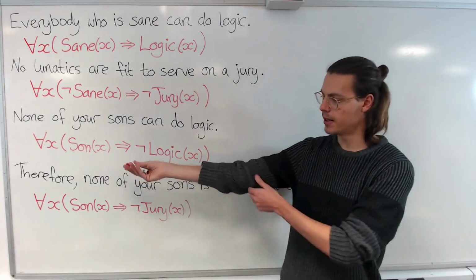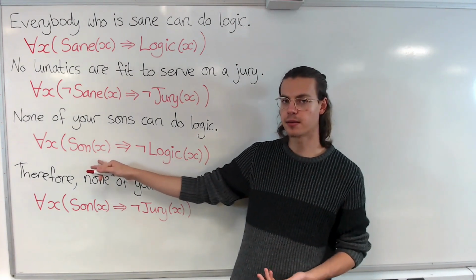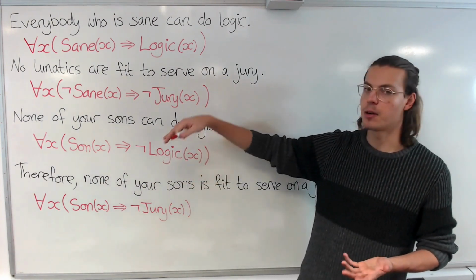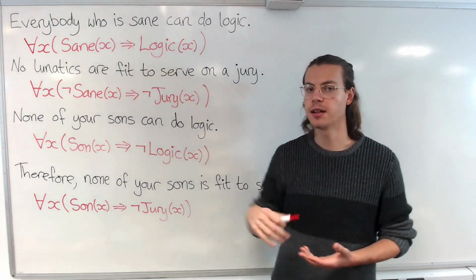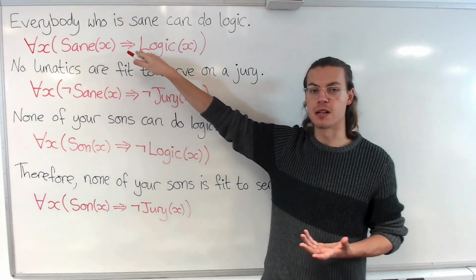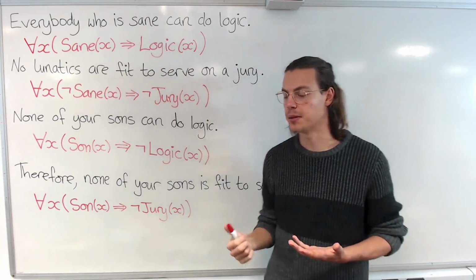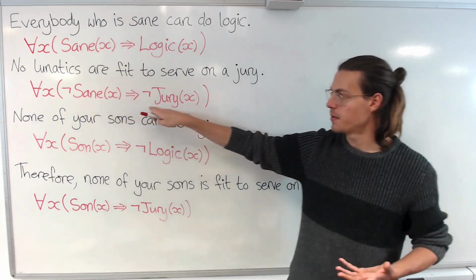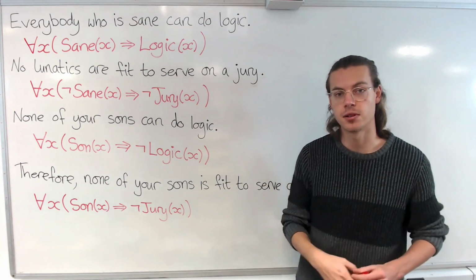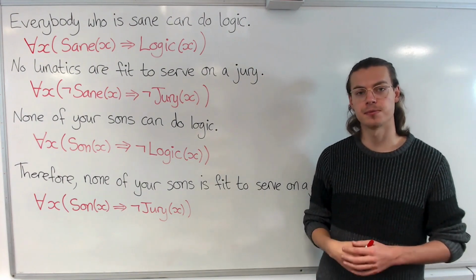Now, premise 3 tells us that your sons cannot do logic. So your sons cannot do logic, and number 1 then tells us that your sons are not sane, since if they were sane, then they would be able to do logic. And then the second premise tells us that since your sons are not sane, they are not fit to serve on a jury. So your sons are not fit to serve on a jury, which is the conclusion we were looking for. So this is a valid argument.